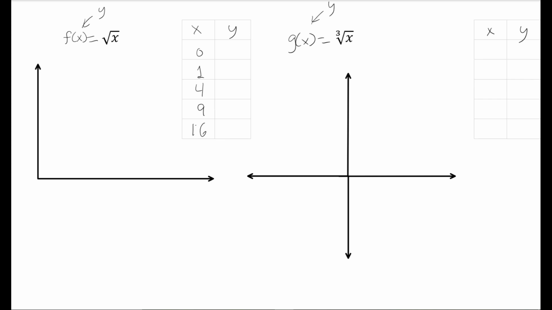So if we plug in 0 as the input into this function, we know that the square root of 0 is 0. If we put input x as 1, we know the square root of 1 is 1. The square root of 4 is 2, the square root of 9 is 3, and the square root of 16 is 4. So now we have a set of ordered pairs that we can go ahead and graph.